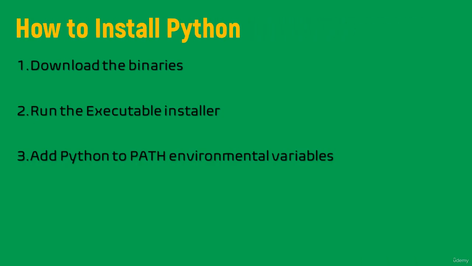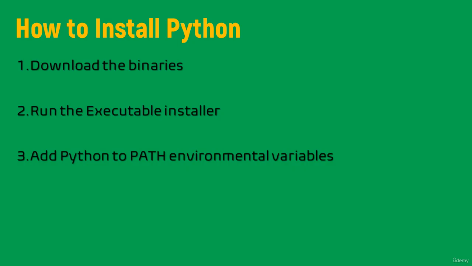Cool, so you've made it this far. What happens next? Installing and using Python on Windows is very simple. The installation procedure involves just 3 steps. You download the binaries, you run the executable installer, and then add Python to path environmental variables.